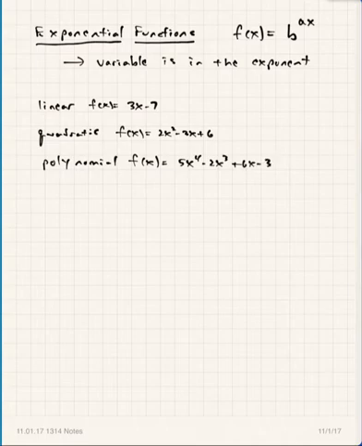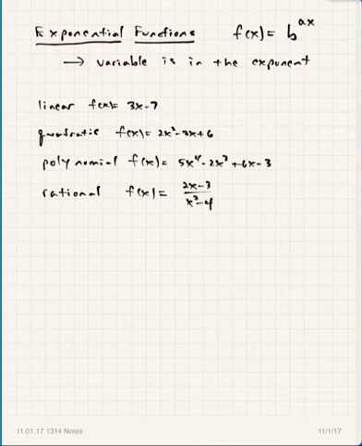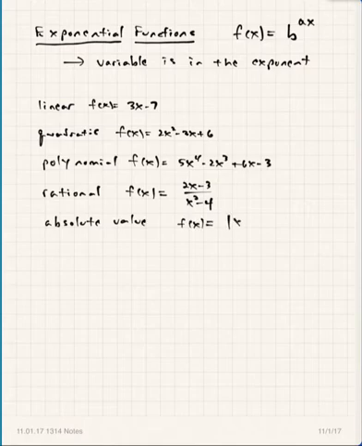Right, so that was an example of a polynomial function, 5x to the fourth minus 2x cubed plus 6x minus 3. Rational functions. So these were fractions. 2x minus 3 over x squared minus 4, right? An example of a rational function. We've talked a little bit about absolute value functions, because those were ones we looked at with transformations. So you have f of x equals absolute value of x minus 3 plus 6.